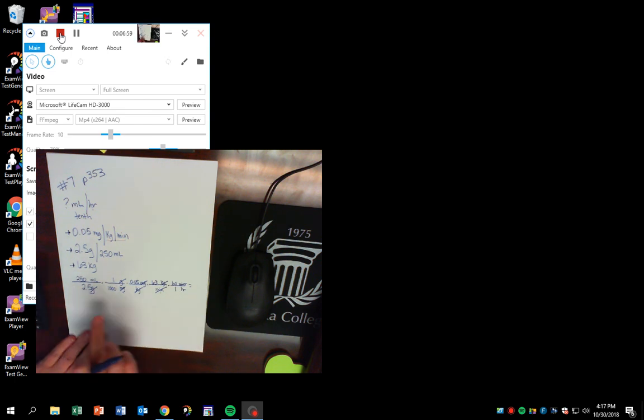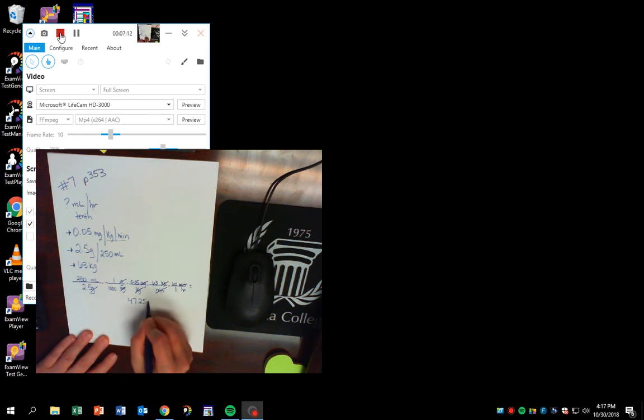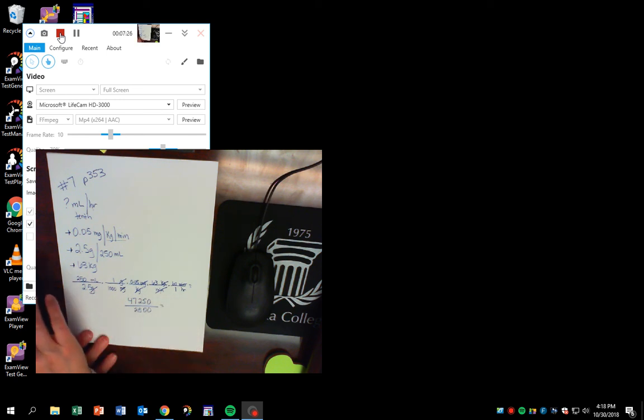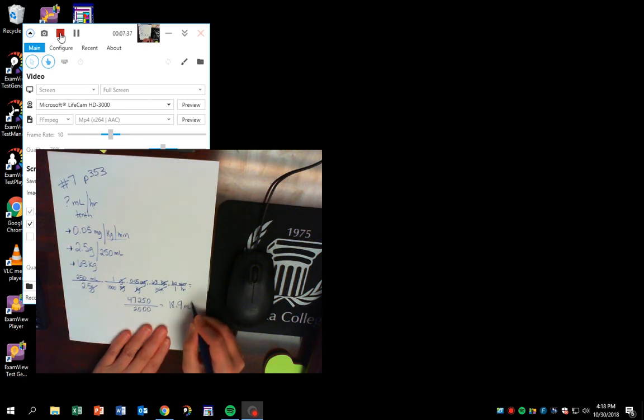So now we do our math across. 250 times 0.05 times 63 times 60, and that gives us 47,250 over 2.5 times 1,000, which is 2,500. So 47,250 divided by 2,500 gives us 18.9 milliliters per hour.